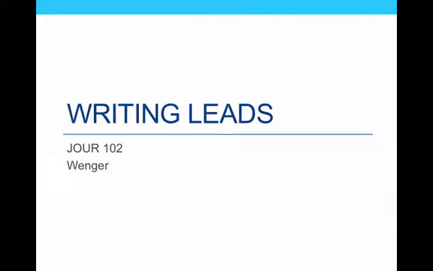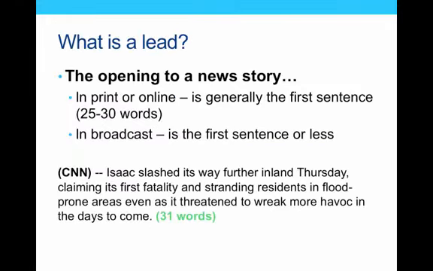So, as we move toward writing your first news story, we need to talk a little bit about the writing process. The most important part, in many people's opinions, of any news story is what's called the lead. So, what is a lead? Essentially, the lead is the opening to a news story.